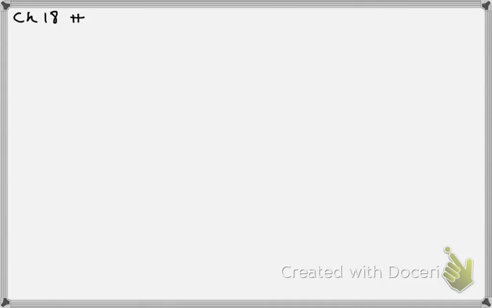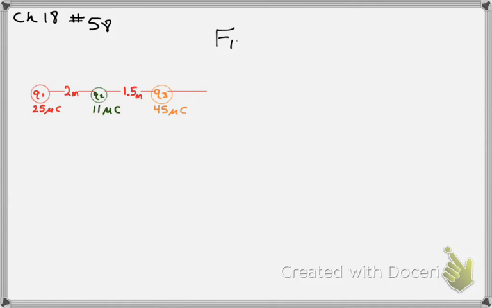So we're now going to look at chapter 18, number 58. Number 58, you have three charges. Q1, that's 25 microcoulombs. Q2, that's 11 microcoulombs. And Q3, which is 45 microcoulombs. And at the same time, they also tell you the distances between all these: 2 meters, 1.5 meters.